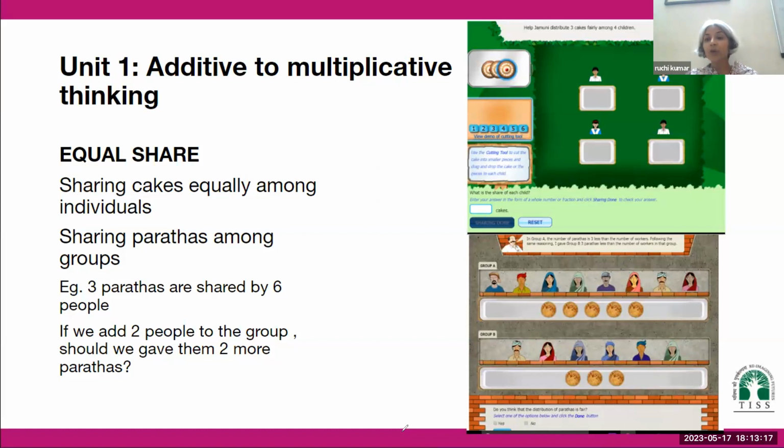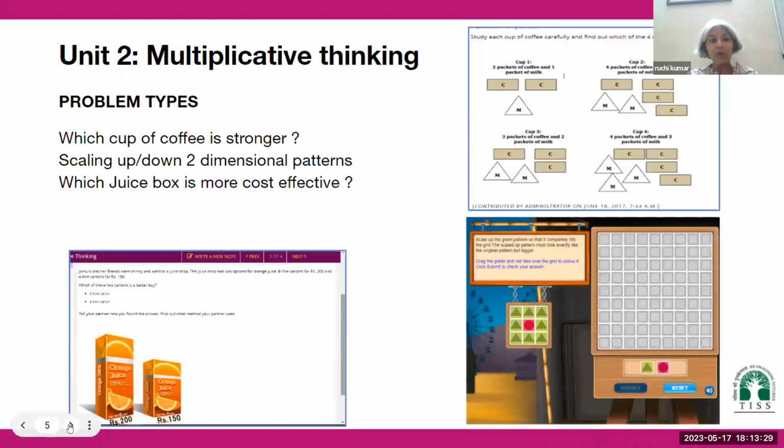So we will show you the unit in a while. Let me also show you what are the other kinds of questions which are there in the proportional reasoning module. So this is in unit 1. In unit 2, we have true multiplicative type of situations.